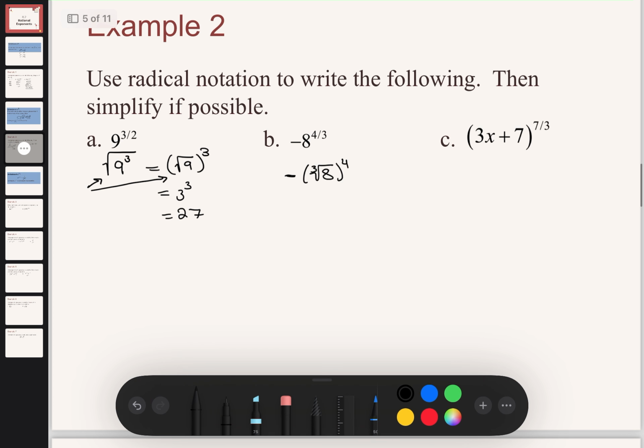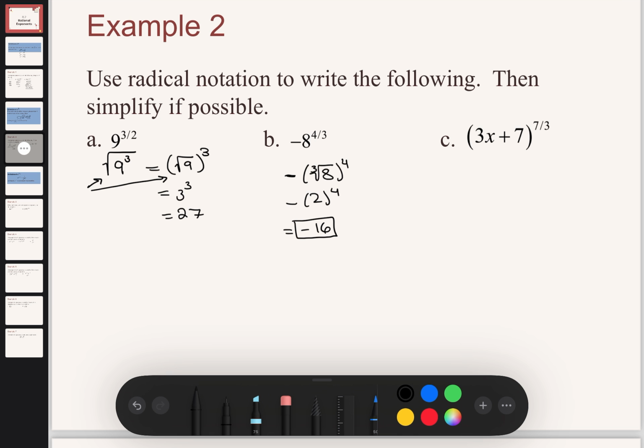Cube root of 8 is what? Okay, you said 2. Nice. 2 to the 4th power is what? You said 16. Awesome. Great. So my answer here is negative 16. So why did I take that negative out? That seems a little weird. Well, if you're mixing even and odd exponents and roots, or powers and roots, then I want to be careful with my negative signs here.